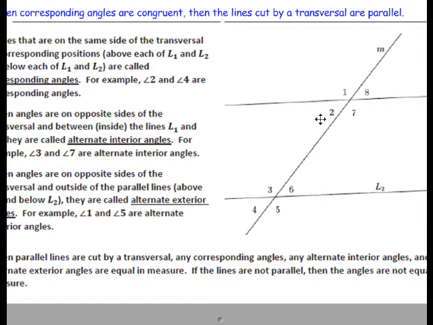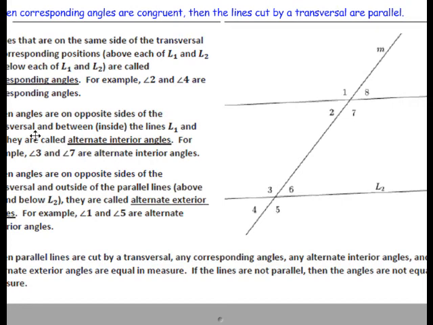The corresponding angles are in the same position regarding these two lines and the transversal. So here, angle 2 and angle 4. Angle 2 is below the line, angle 4 is below the line, and they are both on the left side of the transversal. Other corresponding angles are angle 1 and angle 3, angle 8 and angle 6, angle 7 and angle 5. Corresponding angles are in the same position relative to the two lines and the transversal.